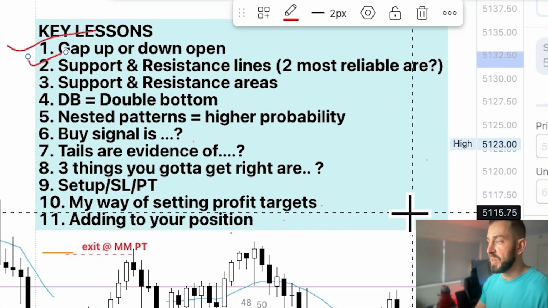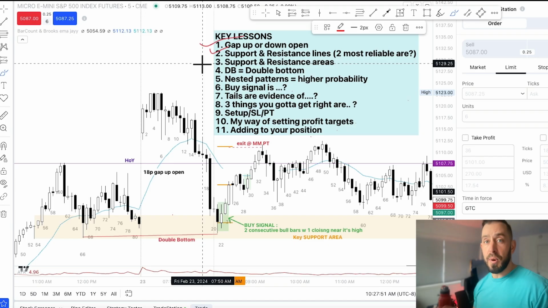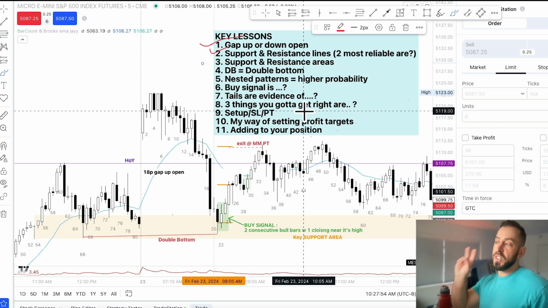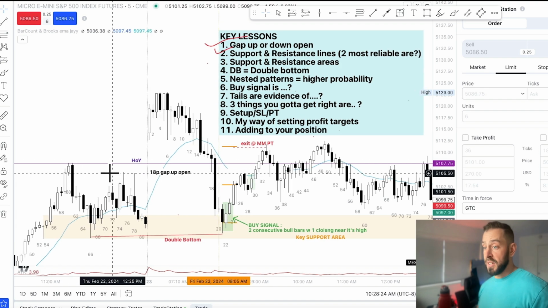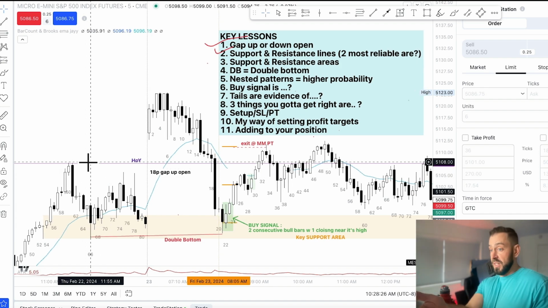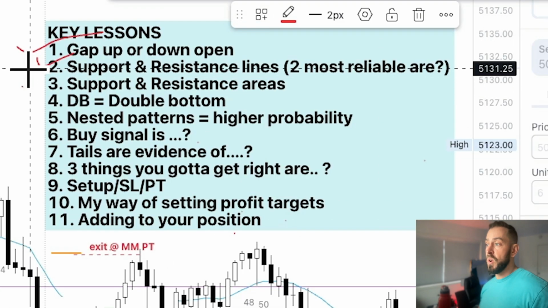Number 2, support and resistance lines. The 2 most reliable support and resistance lines are what? First of all, support and resistance is the most important idea in all of trading. And what are the 2 most reliable support and resistance lines? Yesterday's high and yesterday's low. Just look at the prior day and look at which one is the closest, prior high or the prior low, and then mark HOY or LOY. So that's item number 2, check the box.